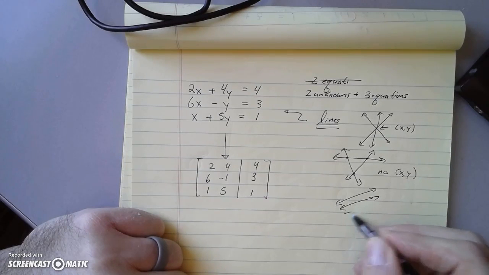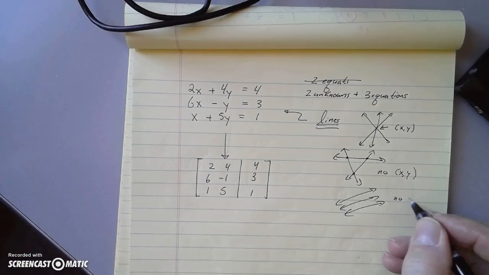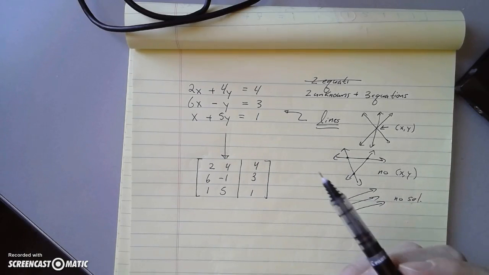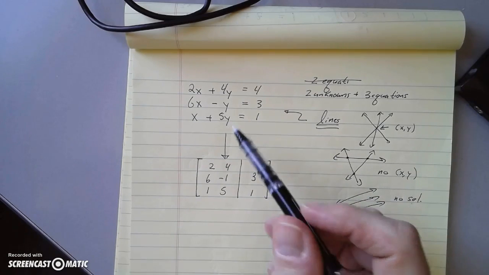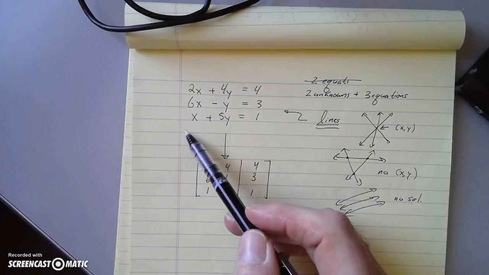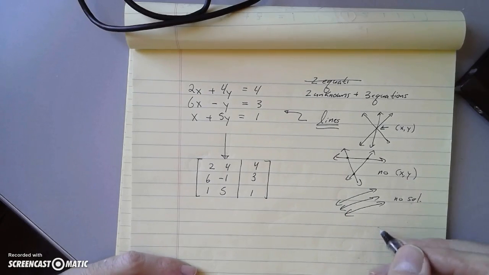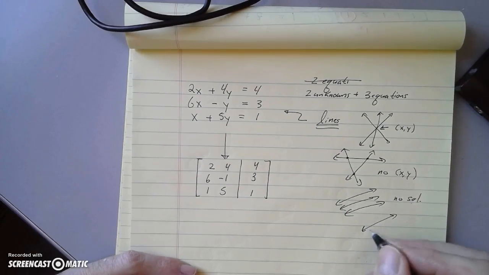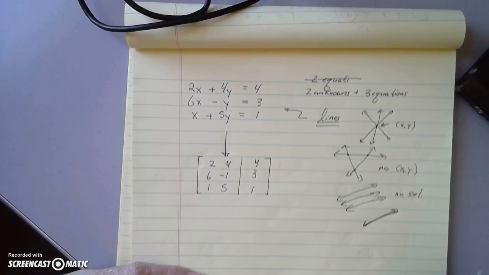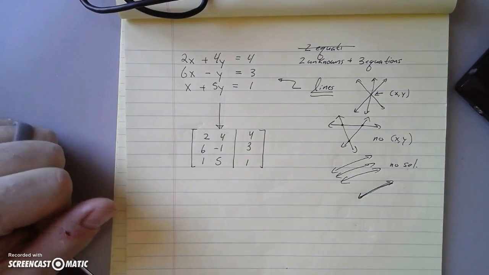You could have 3 parallel lines, and that would also be no solution. These aren't 3 mutually parallel lines, though. I mean, the slope is like a half, a sixth, and a fifth, so they're not parallel. And they could be all the same line, which they're not either. How do we solve these? Well, let's run through it and see what happens.